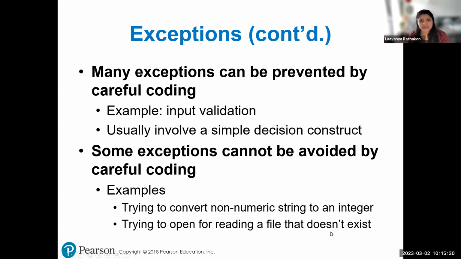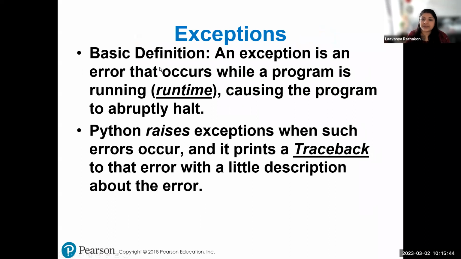In those cases, you will be looking at exceptions: a file not found error in the second case. When you're trying to convert the non-numeric string to an integer, you will be looking at a type error, that is, when you're trying to do anything with two different data types. So the basic definition of an exception is an error that occurs when a program is running. Basically it's a runtime error, and it causes the program to abruptly halt.